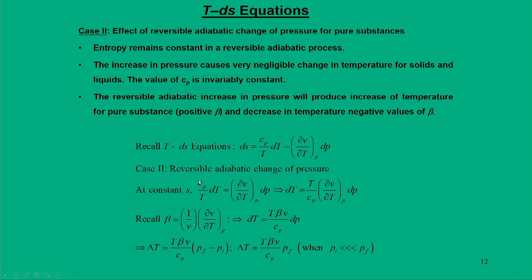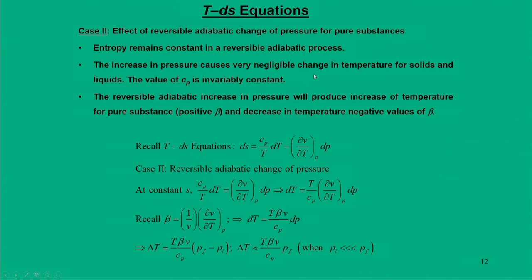The second case we are going to study is the effect of a reversible adiabatic change of pressure for a pure substance. Reversible adiabatic means it is an isentropic process, so entropy remains constant. The inference we are going to get is that an increase in pressure will cause very negligible change in temperature for solids and liquids, and Cp will be invariably constant. A reversible adiabatic change in pressure will produce an increase in temperature for a pure substance which has positive beta, and a decrease in temperature for negative values of beta.